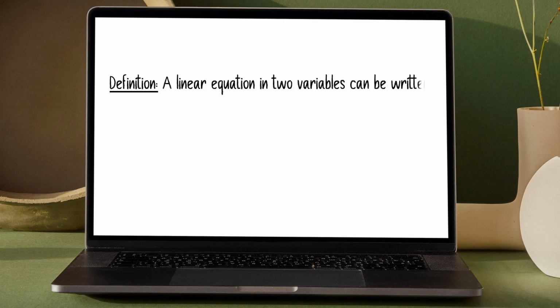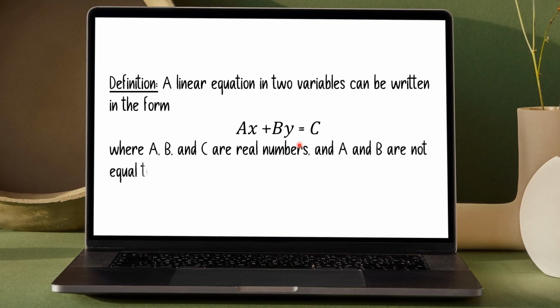We will now define a linear equation in 2 variables. A linear equation in 2 variables can be written in the form ax plus by equal to c, where a, b, and c are real numbers and a and b are not equal to 0.